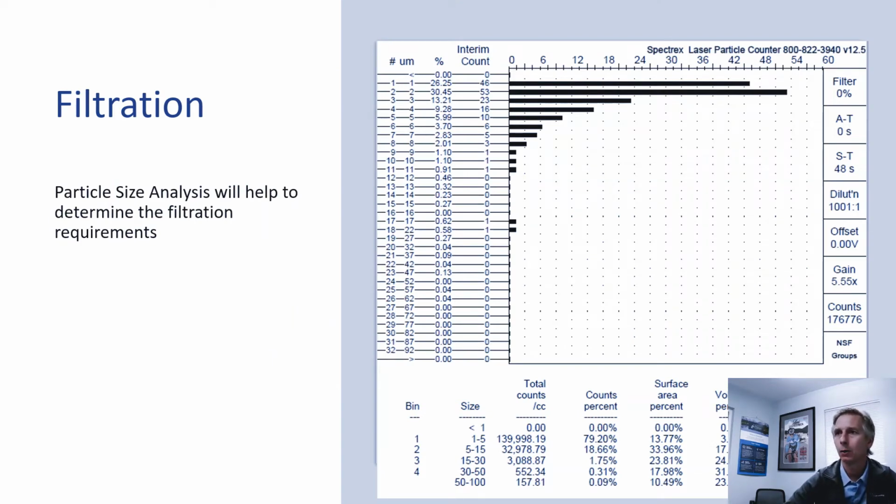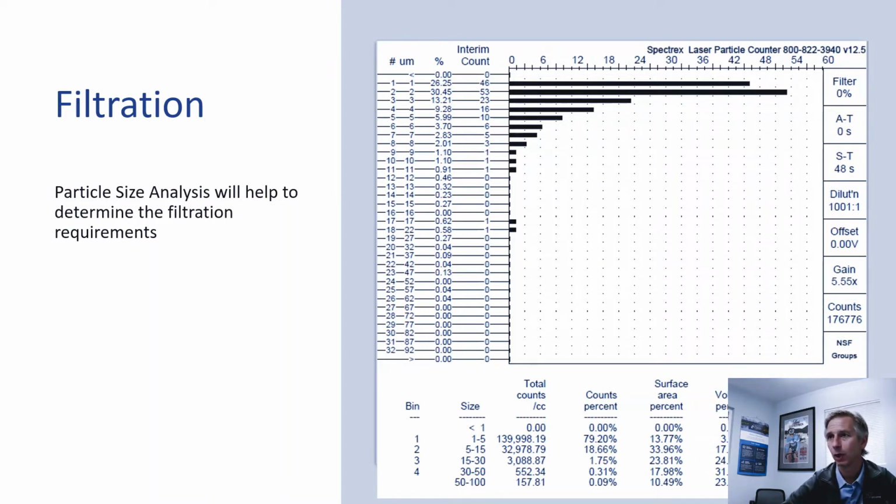So how do we know what filtration technology is best for the farm? We start with a particle size analysis to help determine filtration requirements. This is common in the industry. Here's an example of a particle size analysis report. You can see on the left-hand side, it'll show the size of the particle, and then the count of the particles, and the percent of total count.